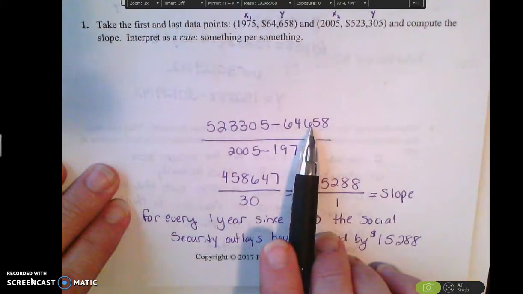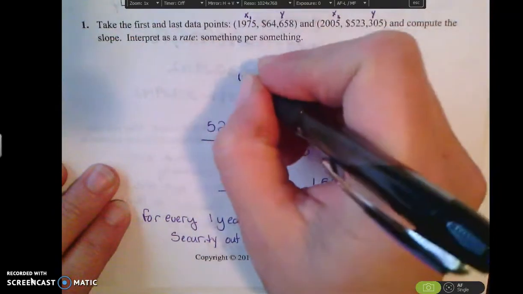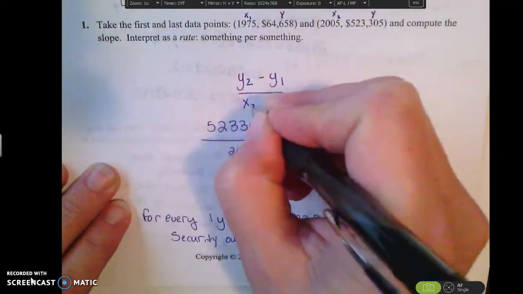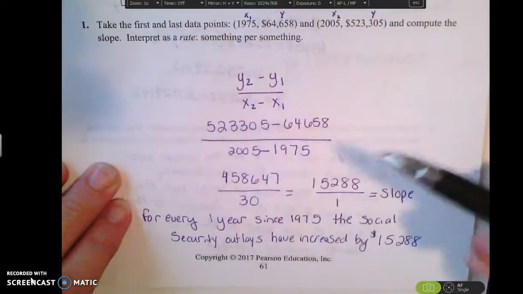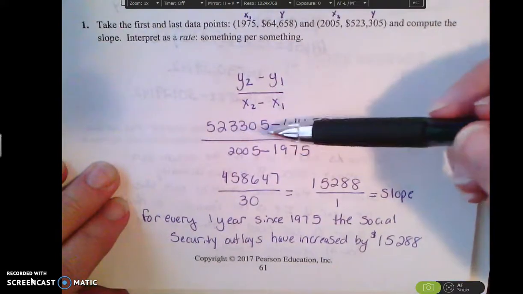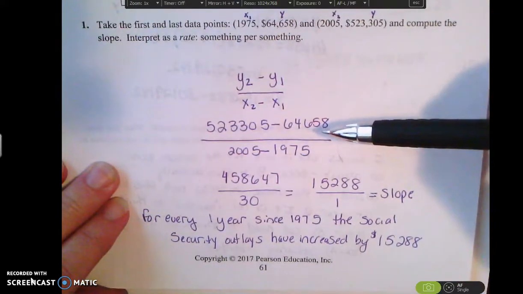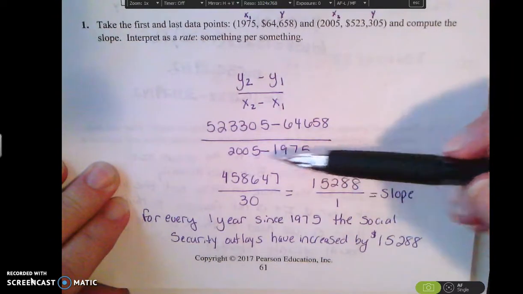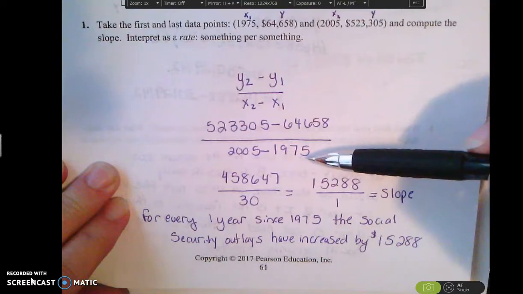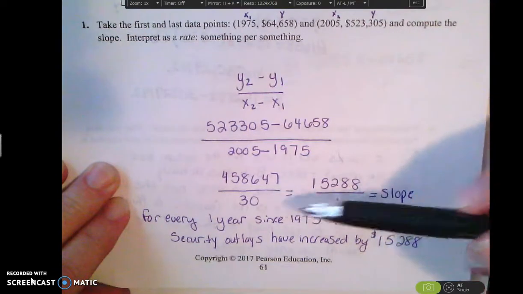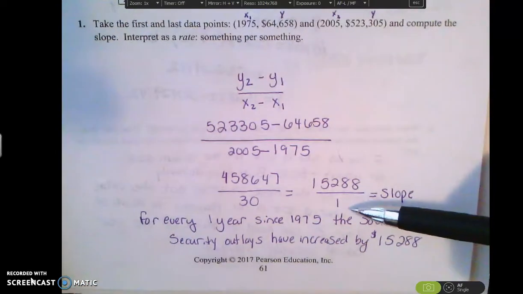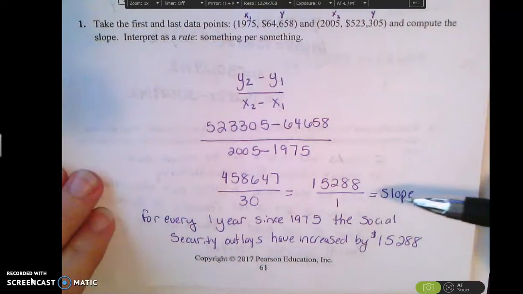So we have y2 minus y1, so that's the 523,305 and the 64,658, and 2005 is x2 and 1975 is x1. If I do the mathematics, I end up with 15,288, and I'm going to leave it over 1 because we want to represent our slope as a ratio of something, so I need something to compare it to.